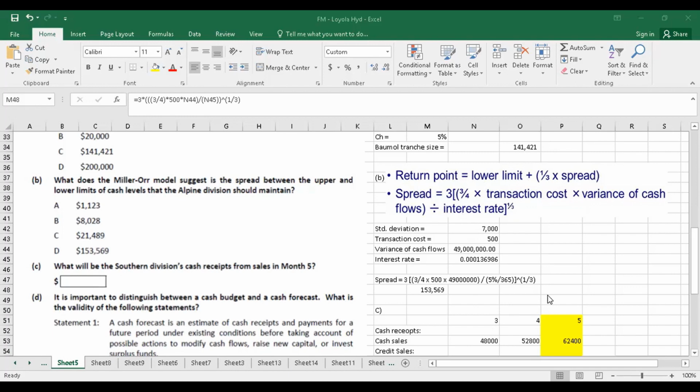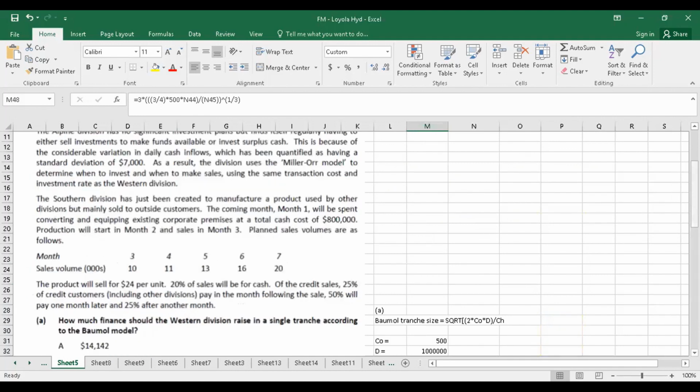See, it says, what will be the southern division's cash receipts from sales in month 5. The terms and conditions have to be very clearly looked into for the cash budget. The number of units that are sold in each month, starting from month 3 till month 7, are given to us. Goods are sold on cash basis as well as credit basis. 20% of the goods are sold on cash basis, 80% on credit basis. That's one aspect of it.